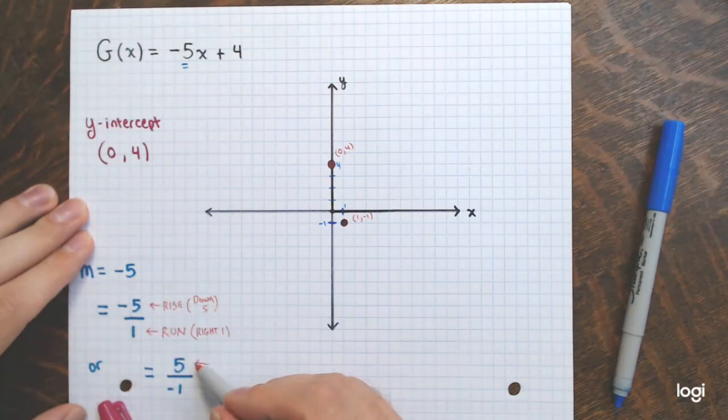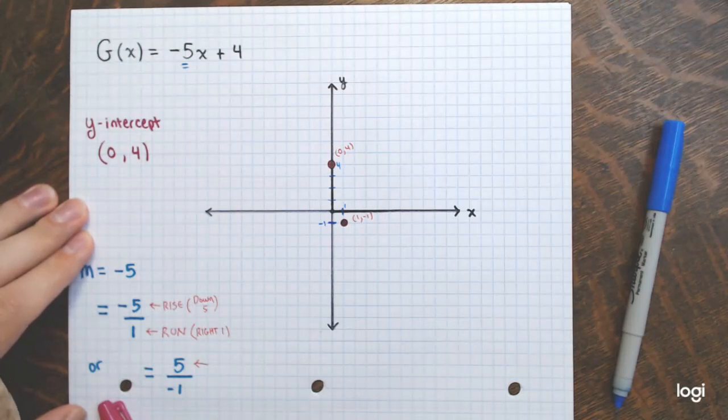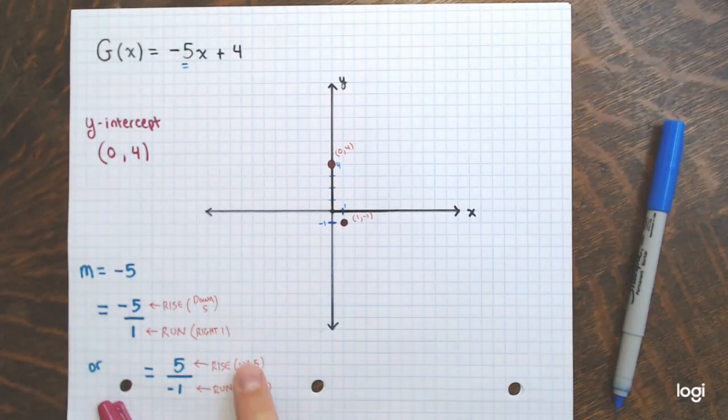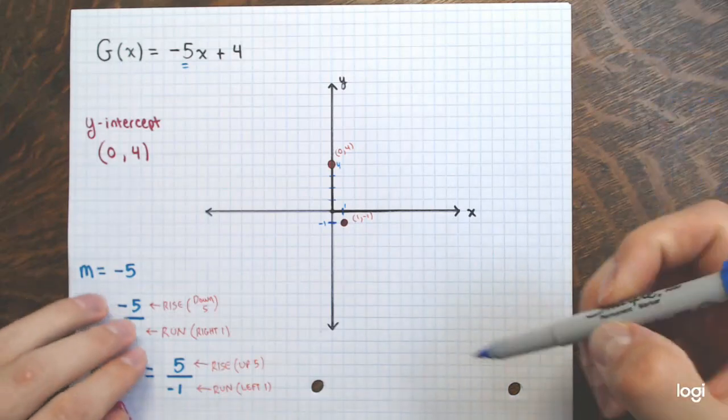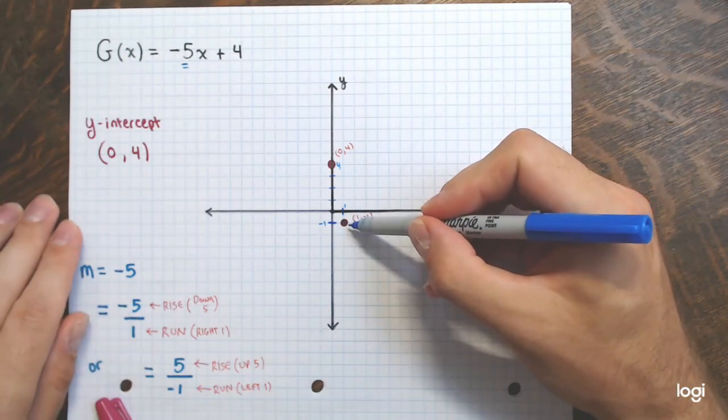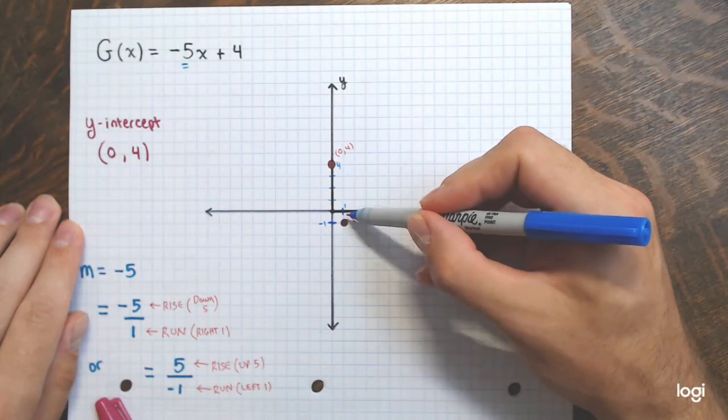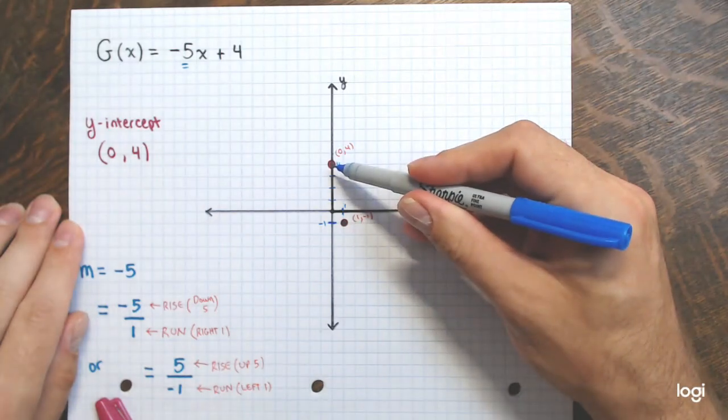Now, if I think of the slope this way, the numerator, my rise, how much I am going up and down, is a +5, meaning I'm going up 5. But the denominator is negative. That's the run, how much I'm going left and right, and that tells me I'm going left. A negative run means you go left 1. So I go up 5, left 1 from a point. So let's see, that works out. If I start from this point, I go up 5, left 1, I'm at the y-intercept again.